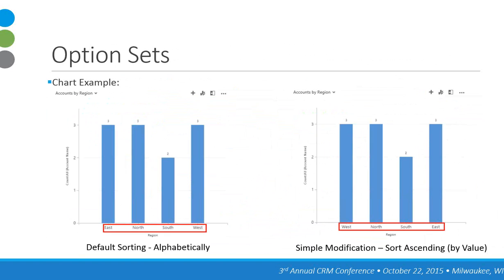Where this may come into play is just an example of some charts with those option values. If you sort them alphabetically, which is the default value, you'll see that it comes in an east, north, south, west order. And then if you sort this chart by ascending value, then you get a west, north, south, east order. And maybe you want to keep those options in a particular order in the future.